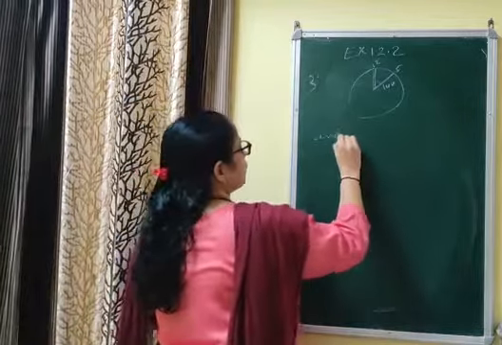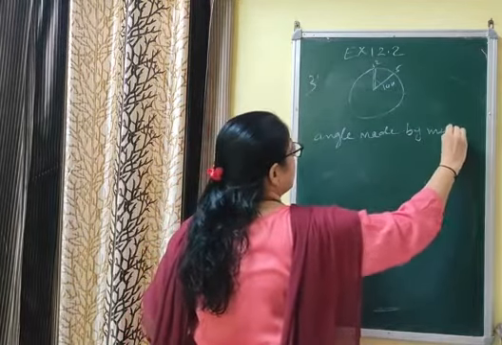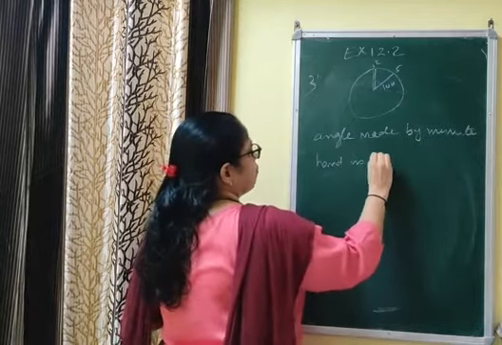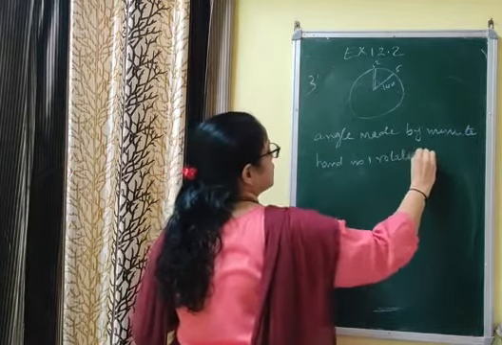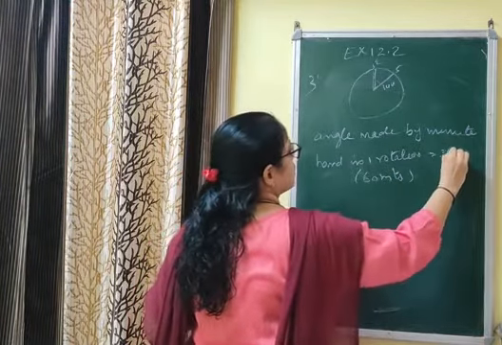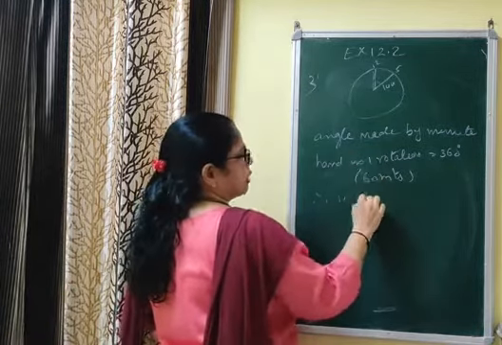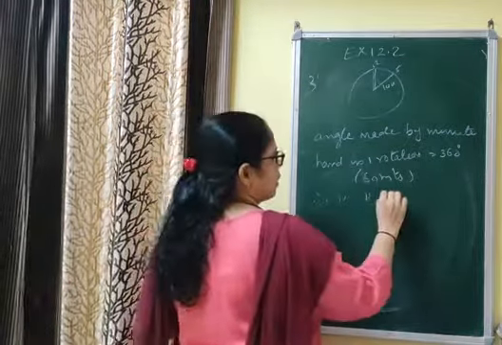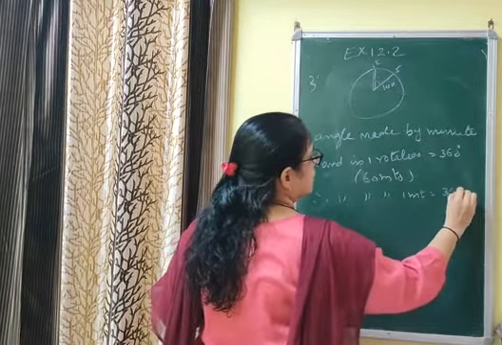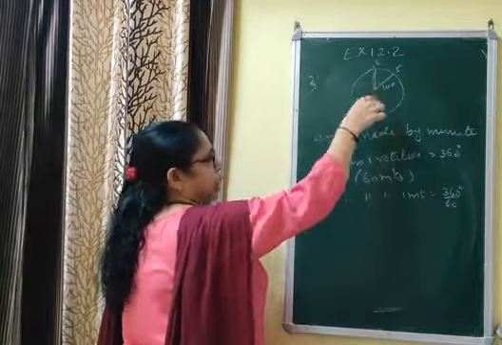Angle made by minute hand in one rotation. One rotation means 60 minutes is equal to 360 degree. Therefore, angle made by minute hand in 1 minute is 360 by 60. But you are asked to find angle made by the minute hand in 5 minutes.